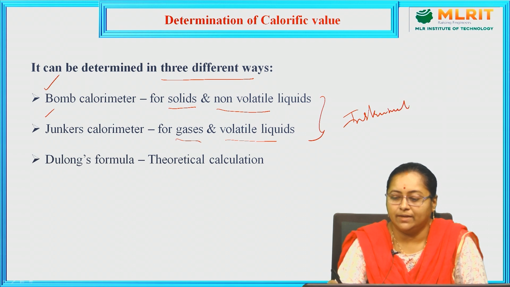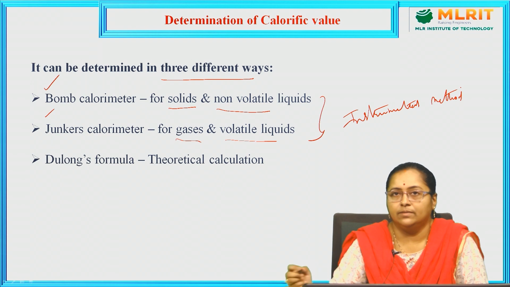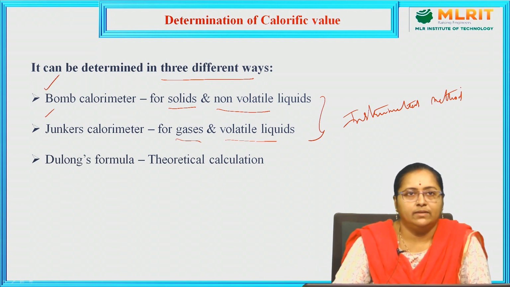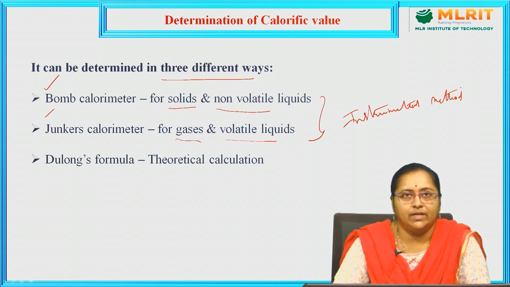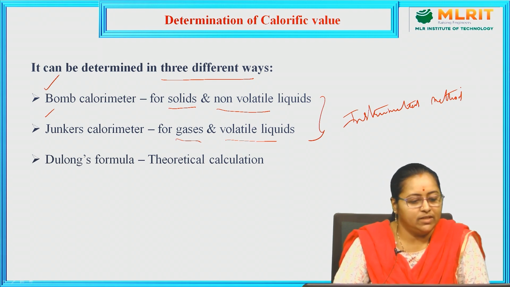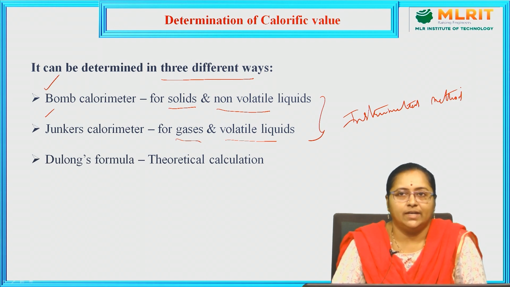instrumental approach, or we can say practical approach. We have to carry out the experiment, and the results that we are going to get are accurate in nature. That is the advantage of the instrumental, or practical, approach. So using either of these two, bomb calorimeter or Junkers gas calorimeter, we can get accurate results for calculating the calorific value of a supplied fuel sample.